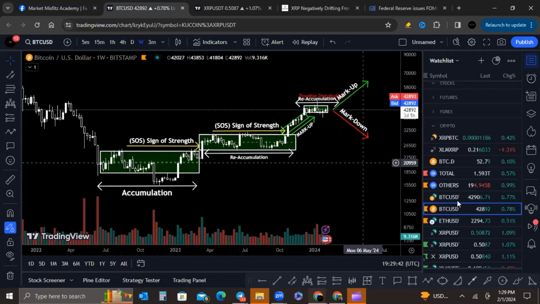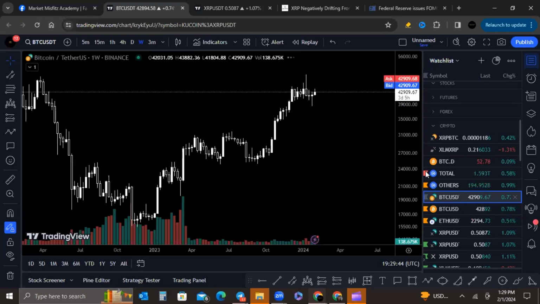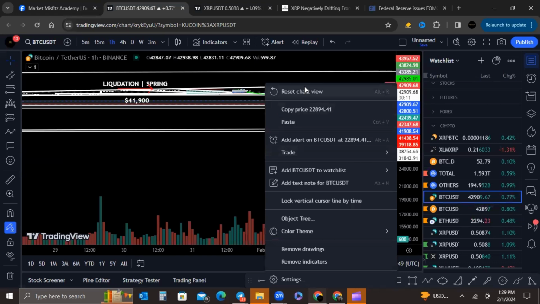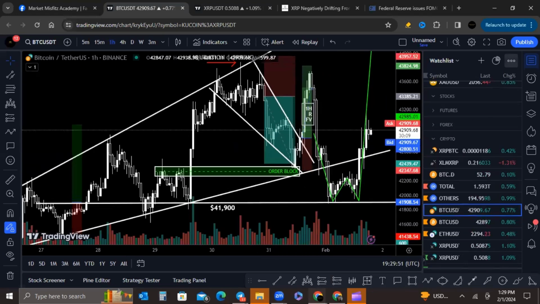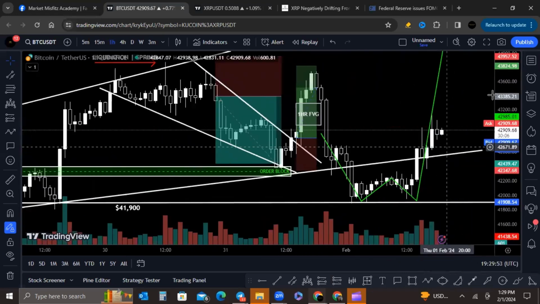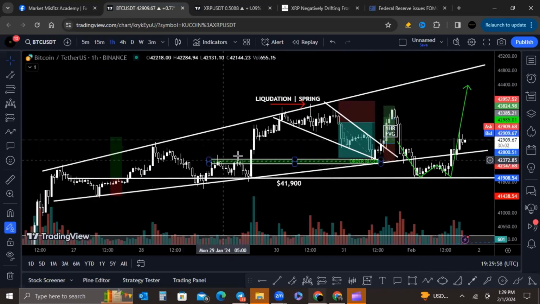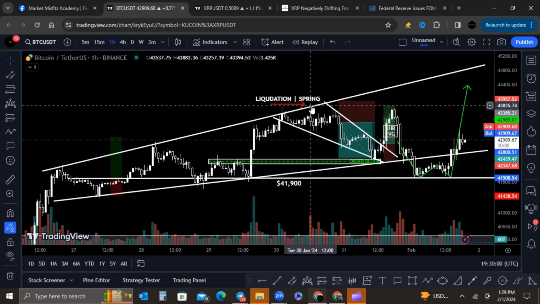So we were just checking out this chart. Let's check out this other Bitcoin chart. And then we're going to go on to the XRP chart and look at the smaller time frames. Just wanted to cover this real quick. This has been some of our day trading on Bitcoin. So we had caught this move here. We caught this here with the liquidation spring.